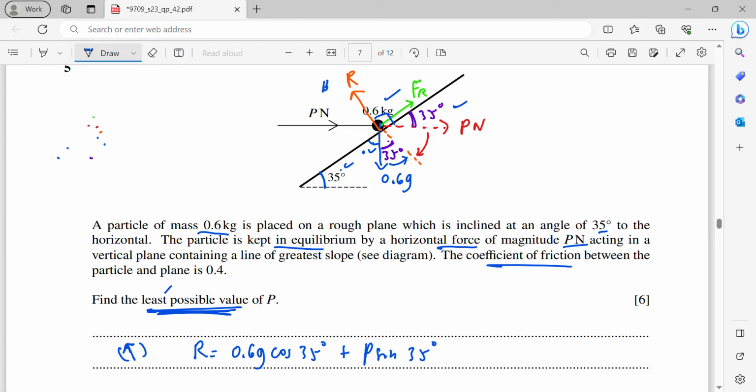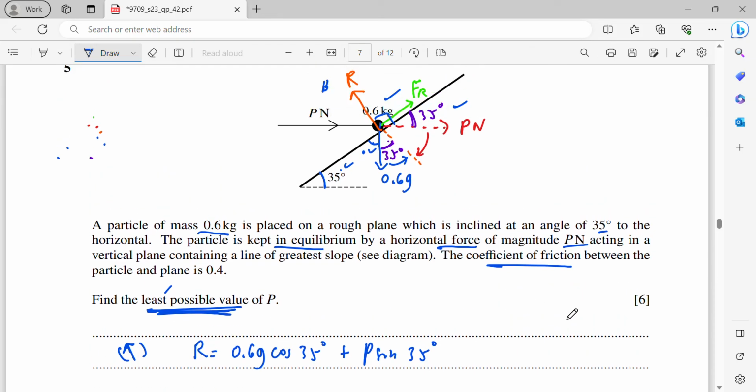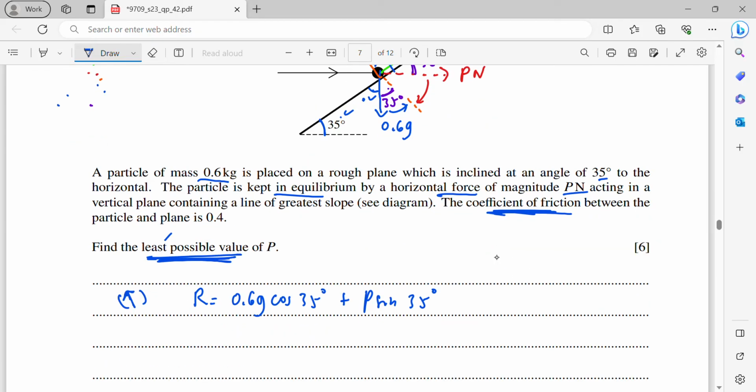Okay, so now from here I get my R. Don't forget, you have the frictional force. So the frictional force here is mu R. The mu is given 0.4. So I will get 0.4 times this whole formula. So it will be 0.6 G sine 35 degrees plus P sine 35 degrees. And let this be the first equation.